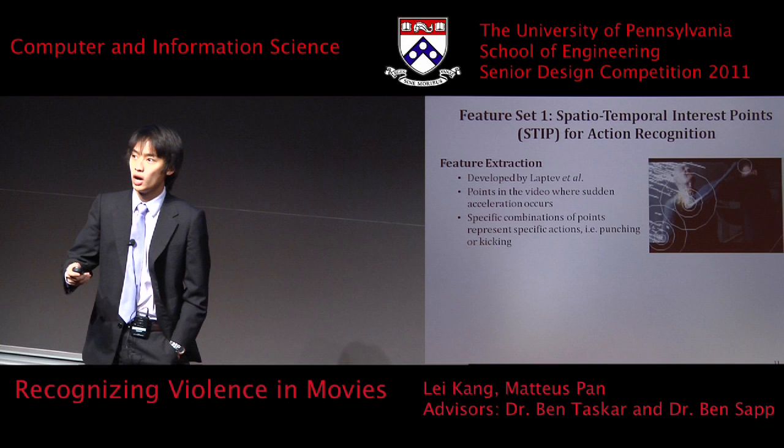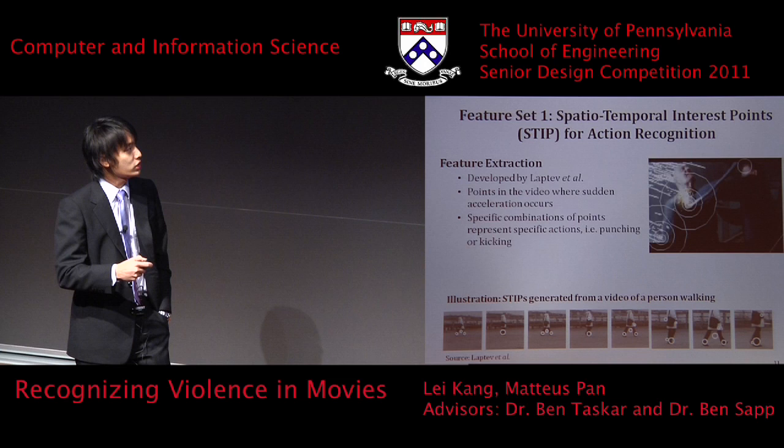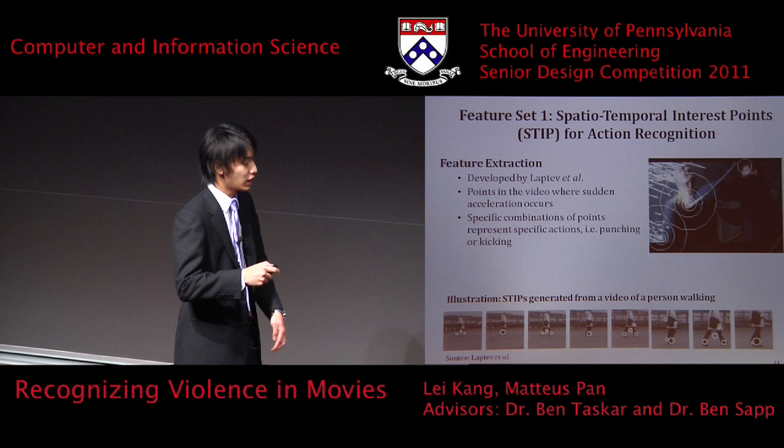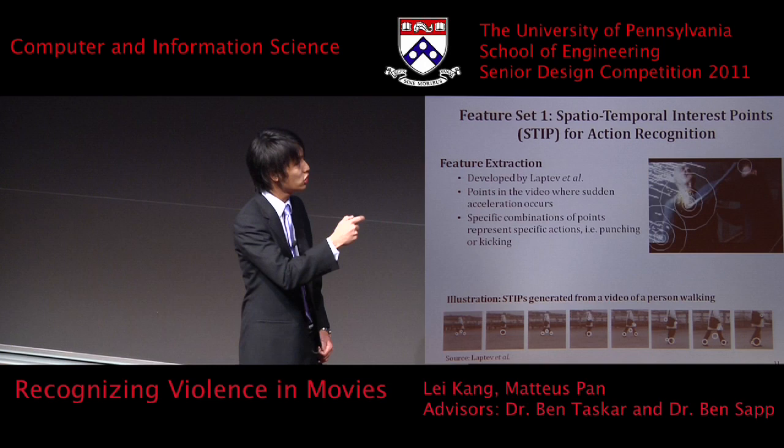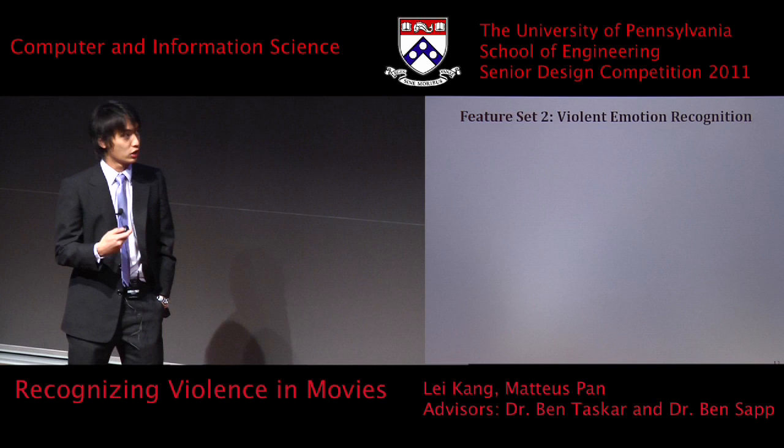Let me give you a really simple example of someone walking. You see that there are points detected right here between the split of the feet as the feet open. And as the feet come together again, there's another collection of points detected over here. Now when you see patterns of these things continuously occurring, you can infer that someone is walking, in the exact same way we detect when violent actions occur.